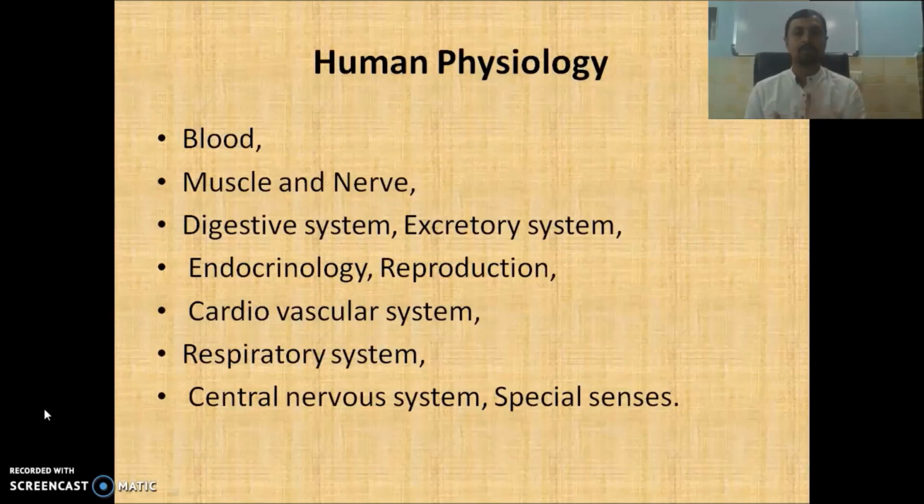Then in physiology you have to study all the systems. The most important systems, from which questions are consistently asked, are blood, endocrinology, CNS and CVS. From these 4 systems, many times 90% of the physiology questions have been asked. But you have to see other systems also, like the digestive system, excretory system, reproductive system and special senses.